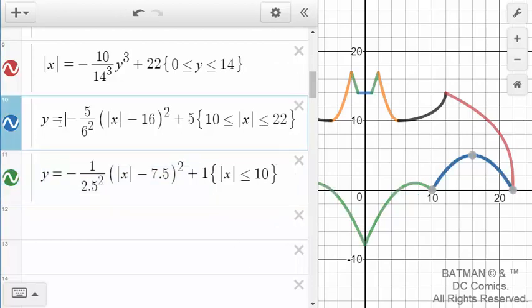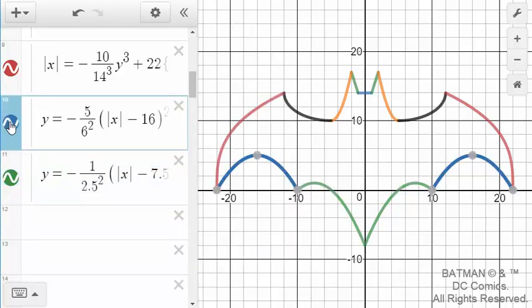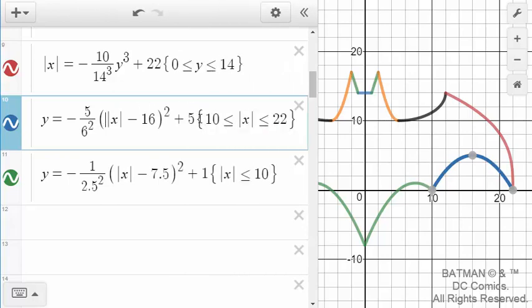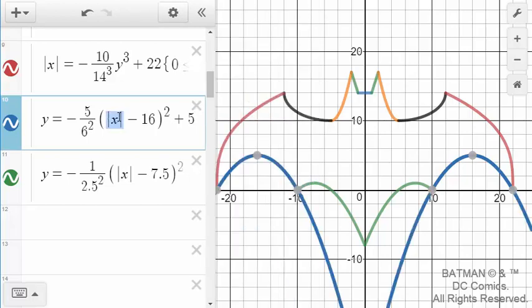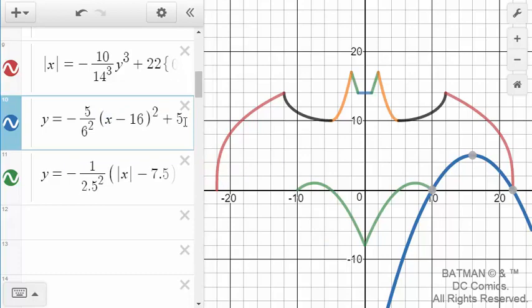Okay, let's use this parabola here. Let's use that parabola to demonstrate what's going on with those absolute value bars and those curly braces. I'll start by just deleting those and making it just our common quadratic in vertex form.